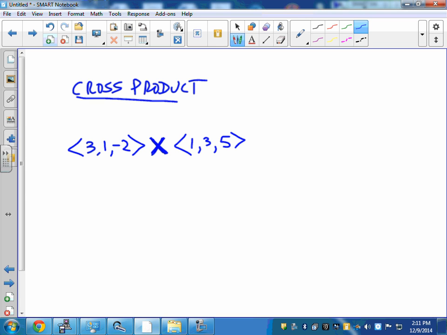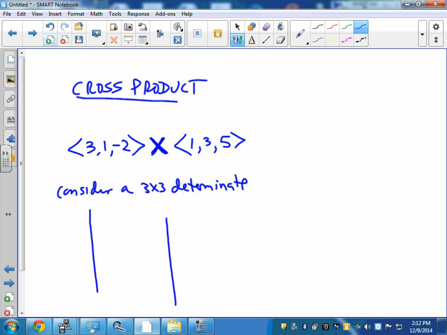Now, I don't know what this answer is. So the way we're going to work this is we consider a 3 by 3 determinant. And you might want to go back and review determinants. It's in your book. In the first row, we're going to write i, j, k, the little unit vectors. In the second row, we write the components of the first vector, 3, 1, negative 2. And in the third row, we write these components, 1, 3, 5.